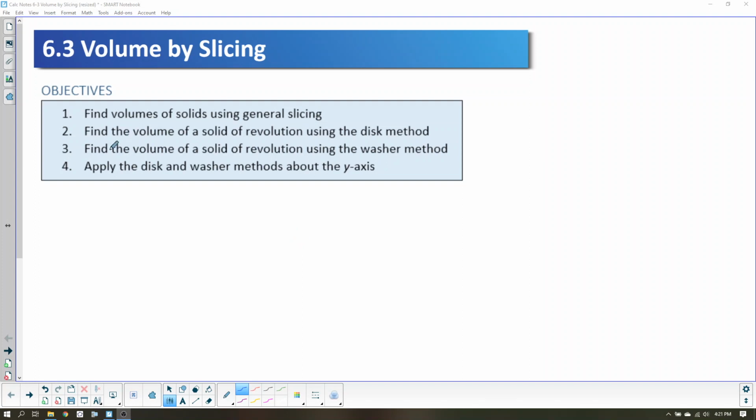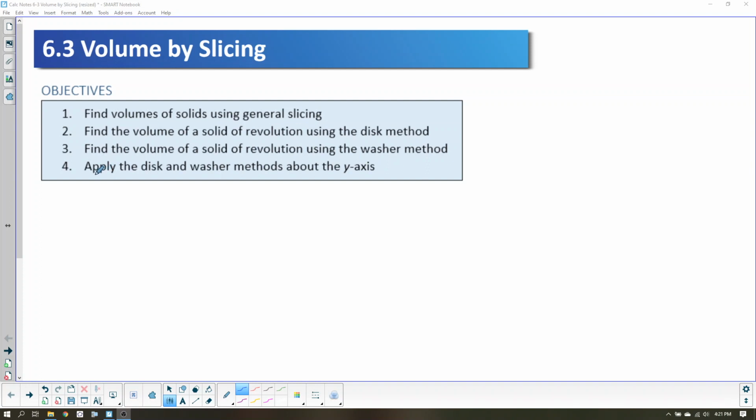In this video, we'll be covering section 6.3, volume by slicing. We have 4 objectives. We're going to start off by finding volumes of solids using what's called a general slicing technique. Then we will find volumes of solids of revolution using what's known as the disk method. And then we will generalize that into what's called the washer method. This will allow us to find the volumes of solids of revolutions that have holes in them.